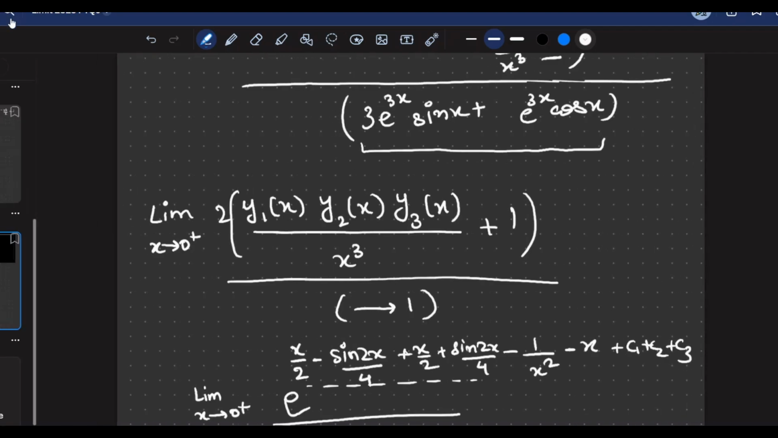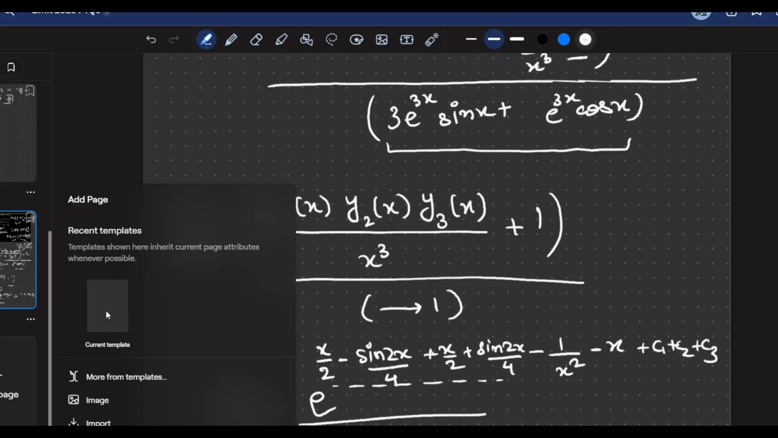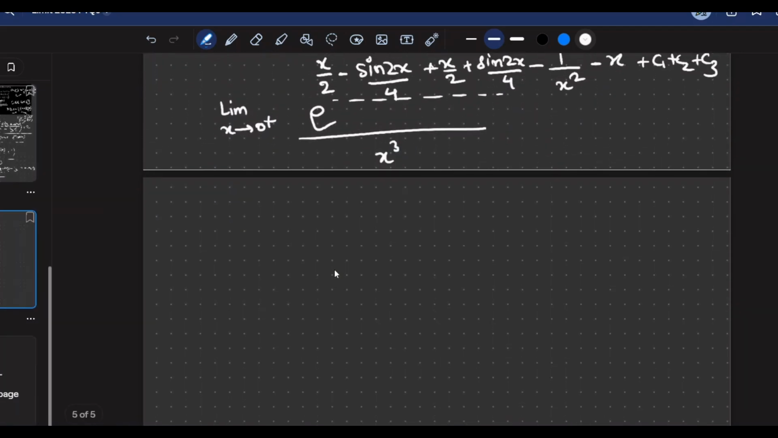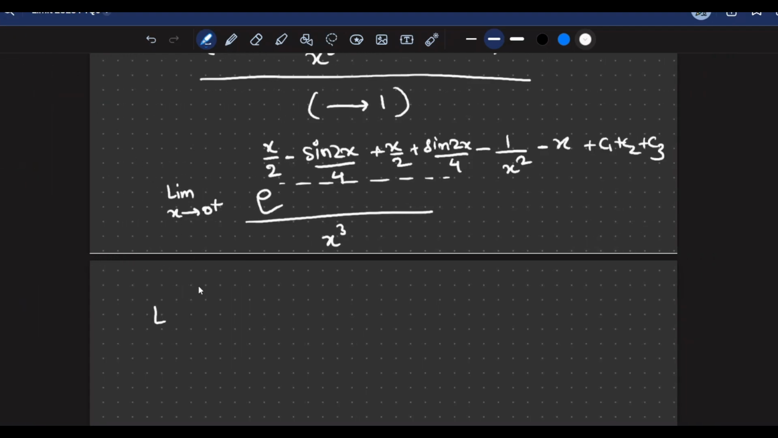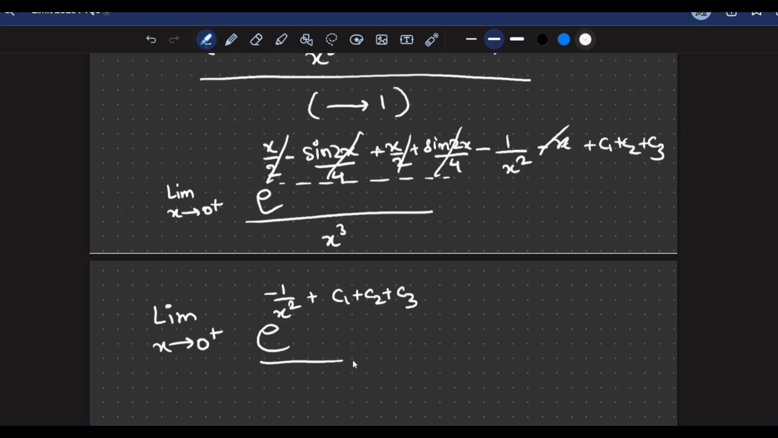Now look carefully. What happens now is limit x tending to 0 plus, it will be e power. So look at this expression, these two will get cancelled out, right? And x by 2 plus x by 2 will form x, which will cancel out this x. So at the end I'll have minus 1 by x square plus c1 plus c2 plus c3, whole divided by x cube.